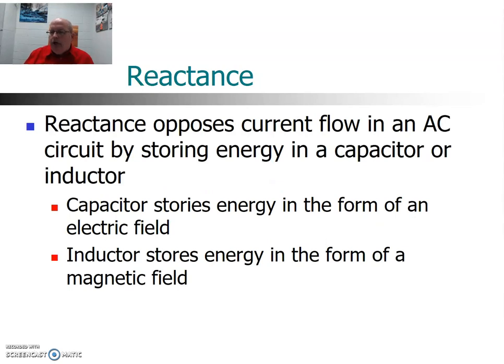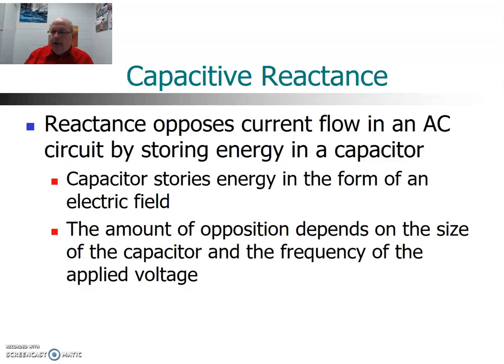Now, getting on to the interesting part, reactance. Reactance is the opposition to current flow in an AC circuit as a result of a capacitor or an inductor. And this occurs because a capacitor stores energy in the form of an electric field, and an inductor stores energy in the form of a magnetic field. So, how do we figure out that opposition to current flow? Well, we come up with a parameter called reactance. And reactance depends upon the size of the capacitor and the frequency of the applied voltage.